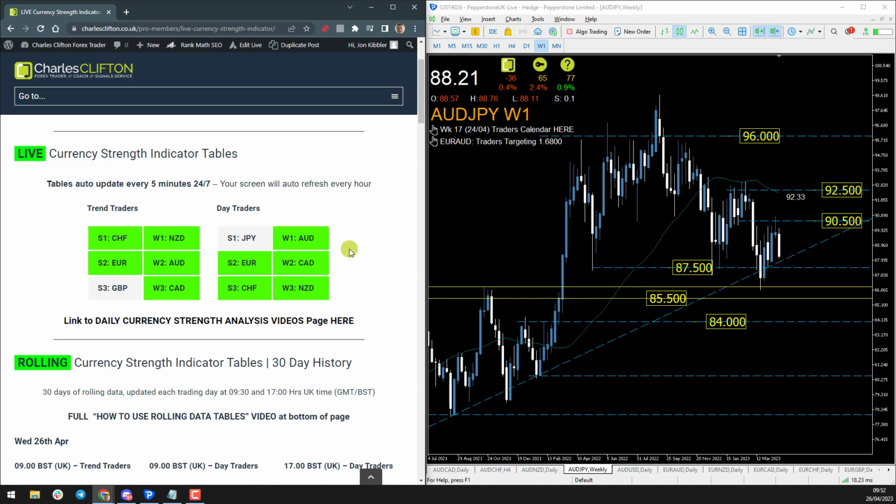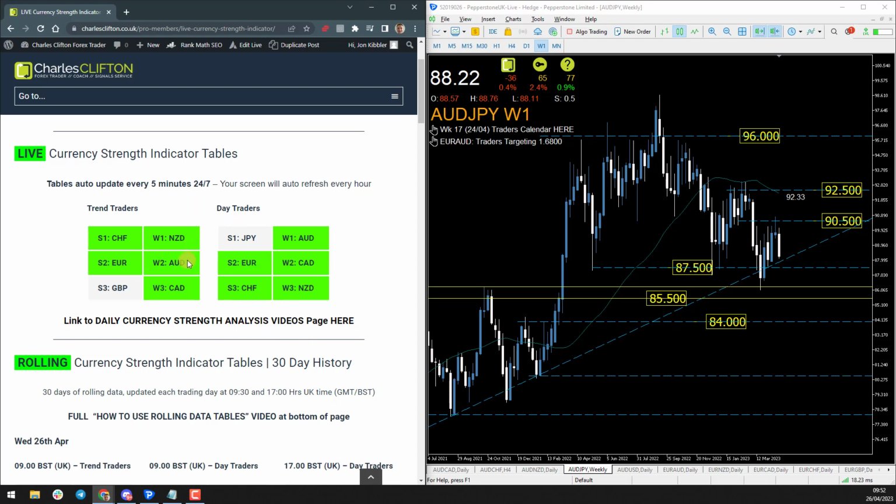Here you can see we have two types of tables in front of us. We have the trend traders table and the day traders table. These are the same studies but just highlighting different time frames. Our tables auto update every 5 minutes 24/7, meaning our members can see how the market stands right now in real time. Some of the currencies here are highlighted in green.